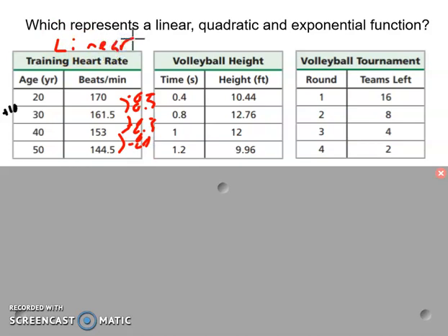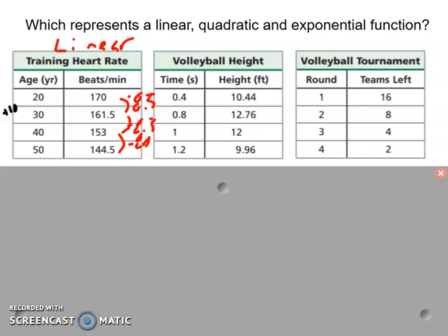All right, what about within the middle? So I have a time of 0.4, 0.81, and 1.2. I don't really have a consistent change there at all. So we can potentially rule out linear. Just because there is not a consistent change, we can look at the differences between them to see if those are consistent. But what I like to look for is my y values right here. I have 10.44, 12.76, then 12, and then 9.96. We can see that it's kind of going up and then down. We're starting at 10.44, and then we're increasing to 12.76, then we're decreasing to 12 and decreasing to 9.96.